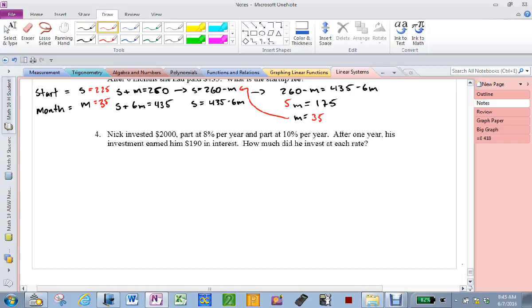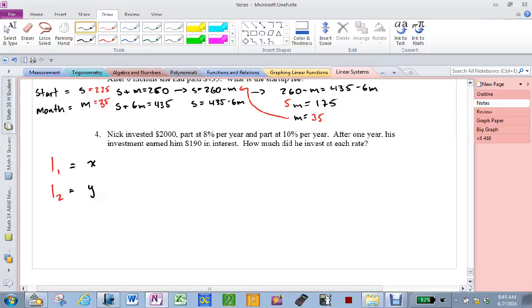No, a year is not unknown. It's a year. Read the question. How much he invested at each. So there's two investments, isn't there? There's investment 1 and investment 2. Now I have to give them names, yeah? Well, they're both I and I. So let's go X and Y, correct?